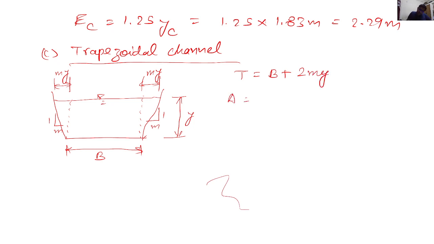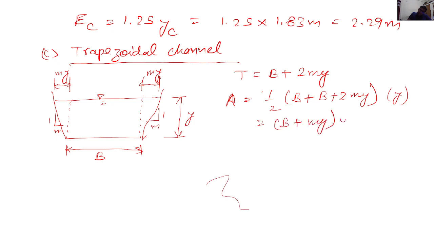And the area will be nothing but half times the sum of the parallel sides times the height. So half the sum of the parallel sides means b plus 2my, times the height. Height is nothing but the depth of the flow. So the area is b plus my times y. Now we will go back to the generalized expression. That was Q square by g is equal to A cube by T. That was a generalized expression.